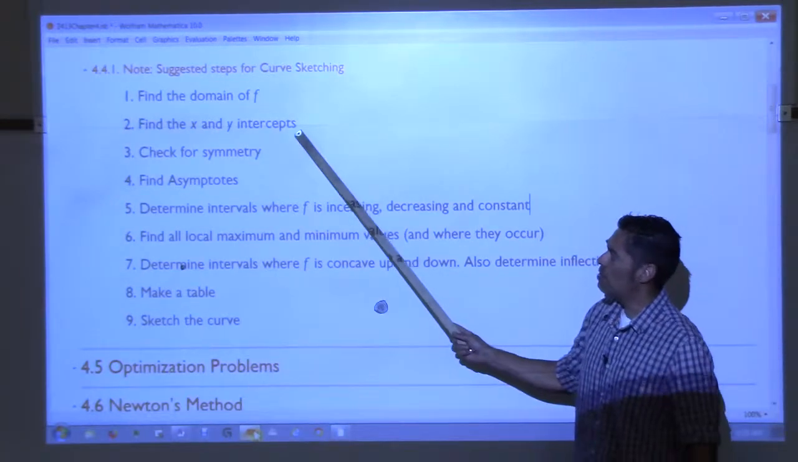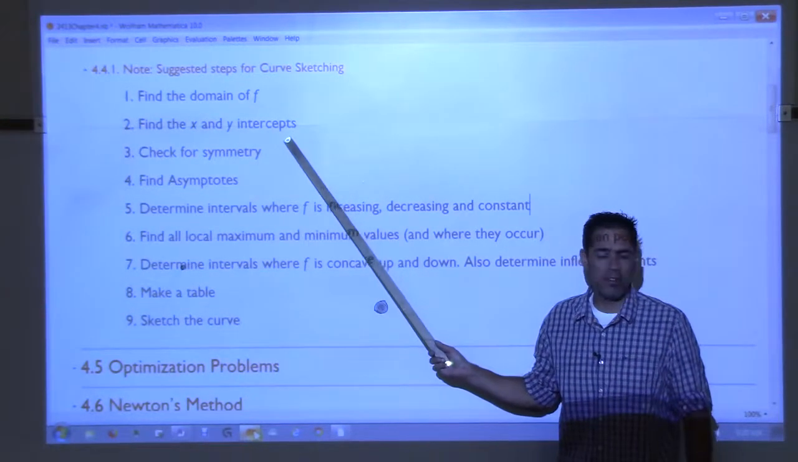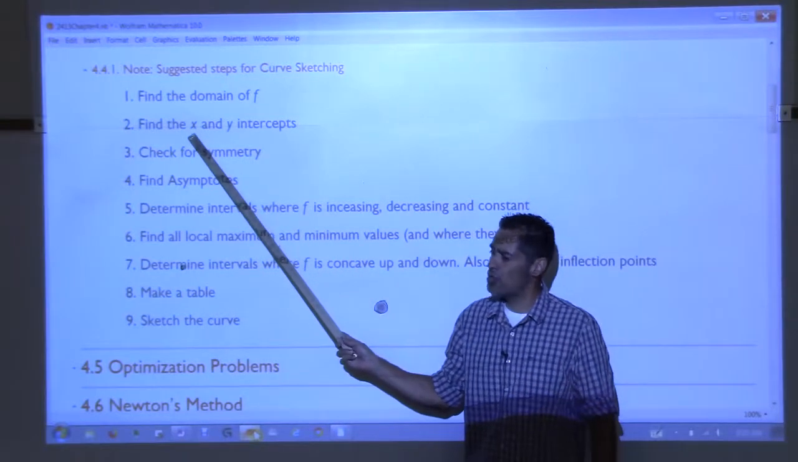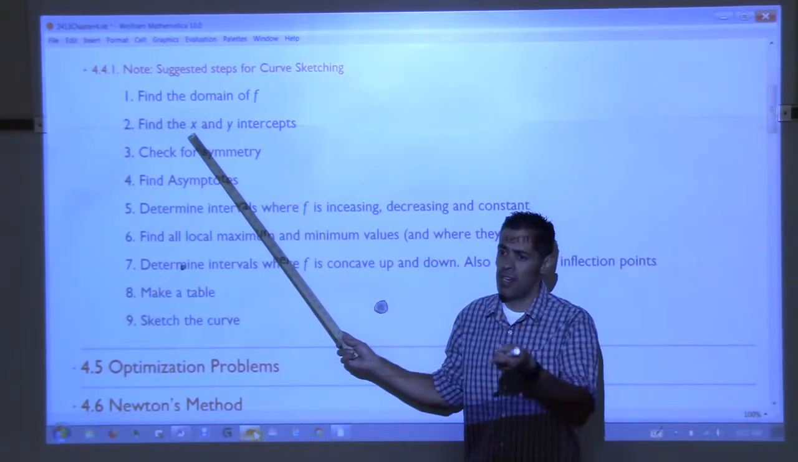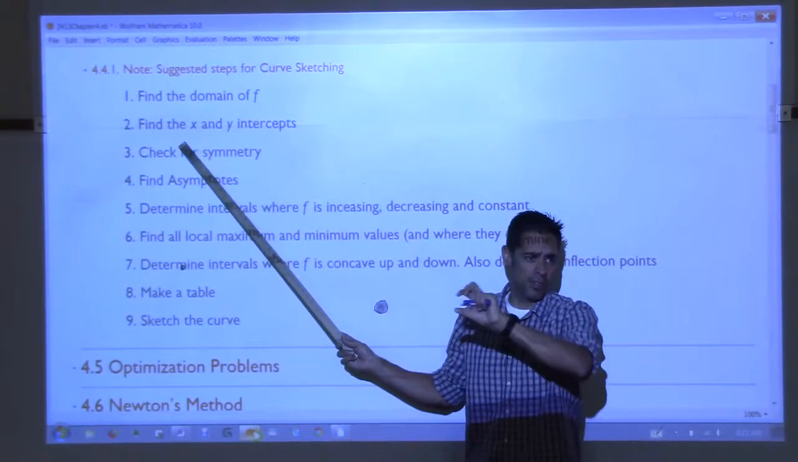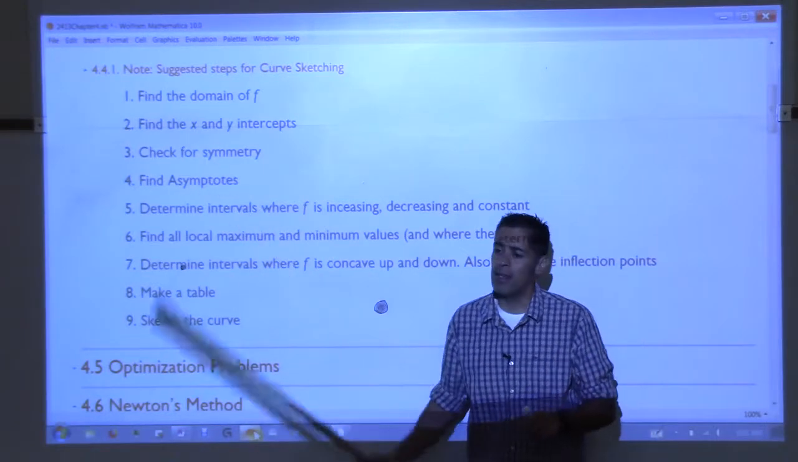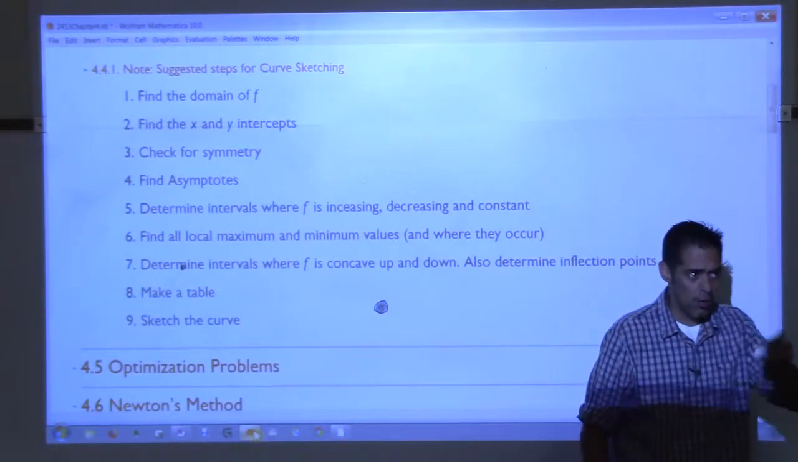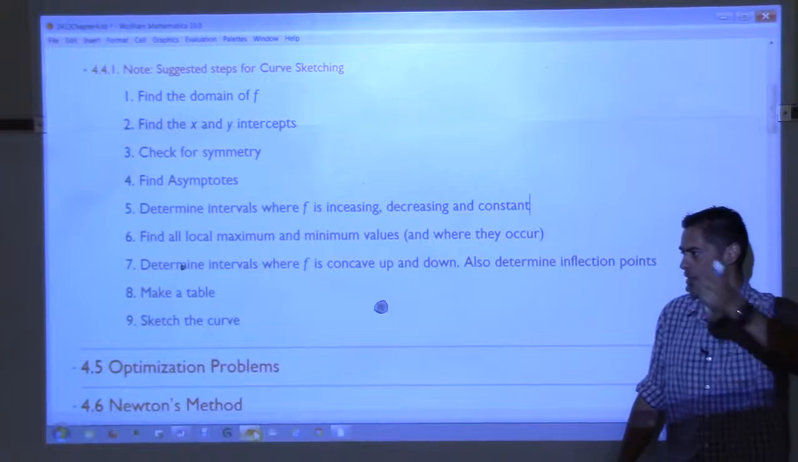We'll try to find the x and y intercepts. That's something we did in college algebra. Do you remember how to find the x-intercepts of a function? Set the function equal to 0 and find your x's. That's how you find the x-intercepts. How do you find the y-intercepts? Plug 0 in for x into the function and see what it spits out.